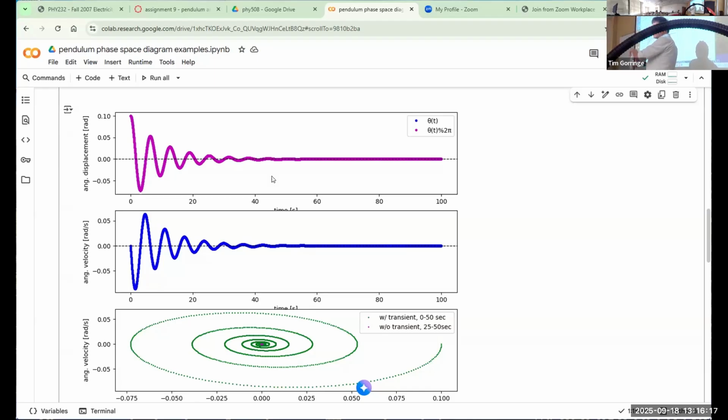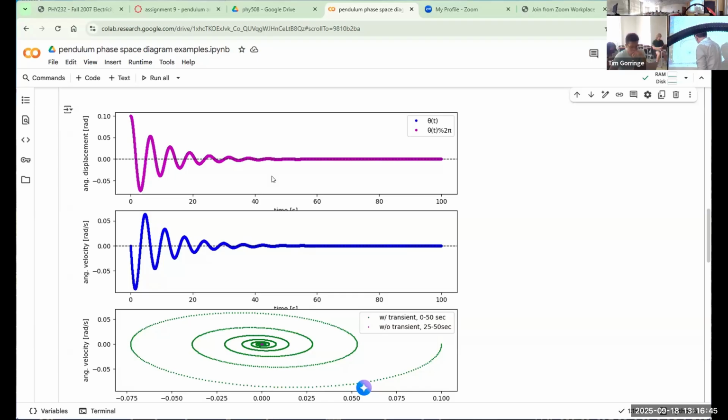So the damping constant is 0.1, the oscillations will die away on the timescale of 10 seconds, which is what we see. If I made the damping constant twice as big, then the oscillations will die away twice as fast. If I make it half as big, then they die away half as fast. So that's all stuff we met before. This is the phase space.